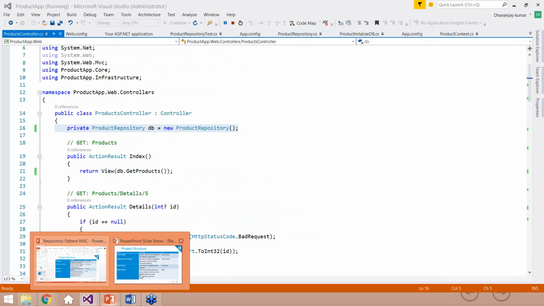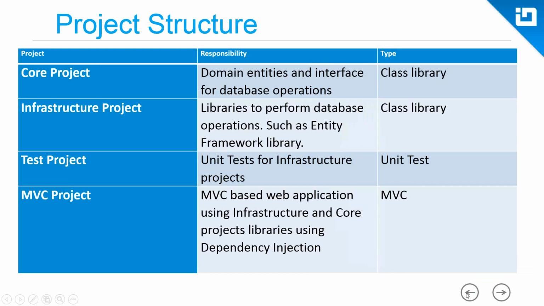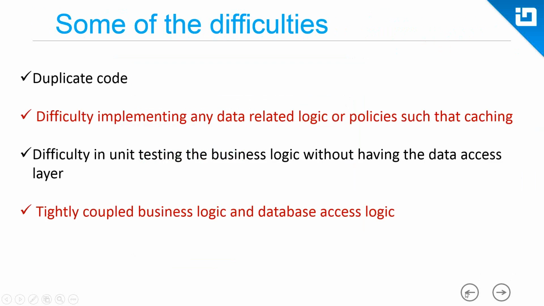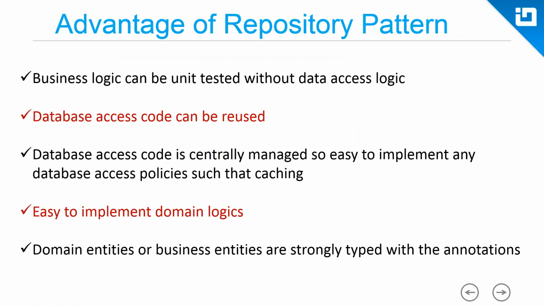So now if I go back to the slide again and show you the advantages of repository pattern, let us see whether these 5 advantages of repository pattern are available in the project which we just created or not. The very first advantage says that business logic can be unit tested without data access logic, which we have done. Actually, we unit tested the data access logic right now, but if we have business logic, we can write that test also. We really don't need UI for that.